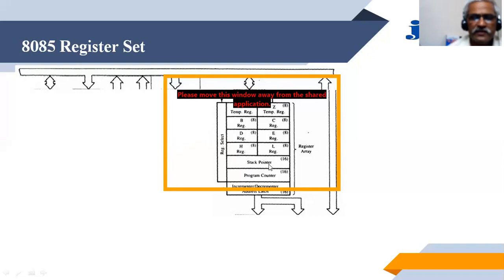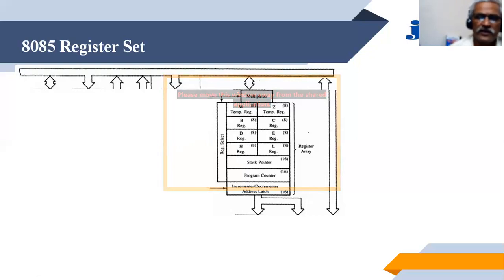Then you have a 16-bit stack pointer register. This is a pointer register. It points to the stack area of the memory, and it always points to the top of the stack memory, so that any item lying at the top of the stack can be read out.